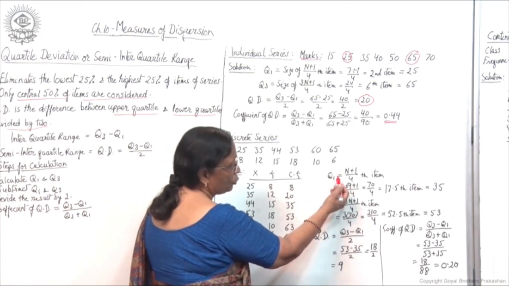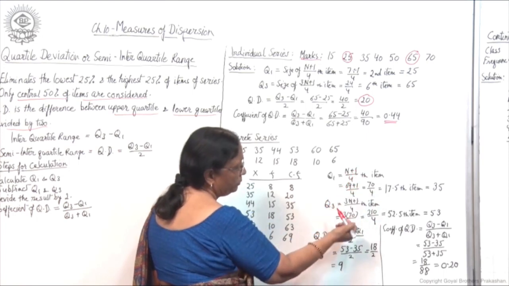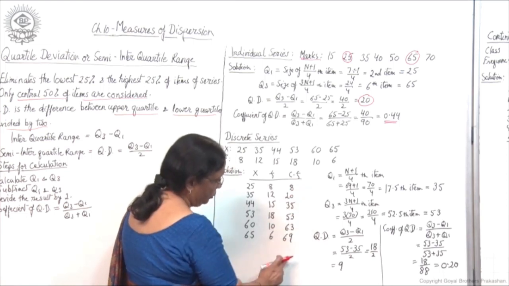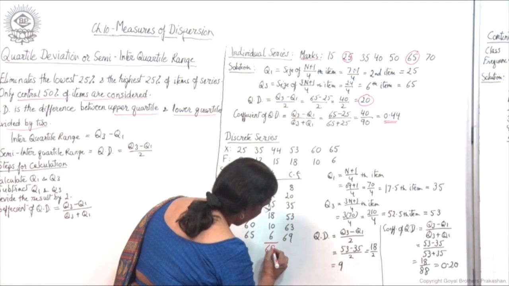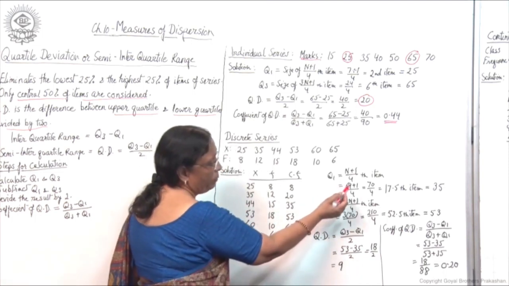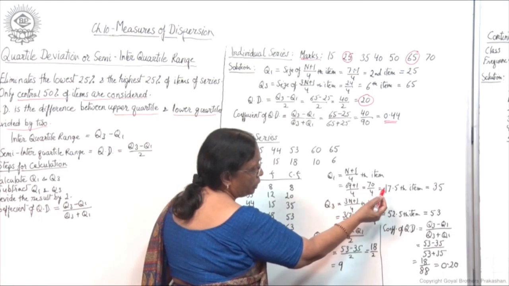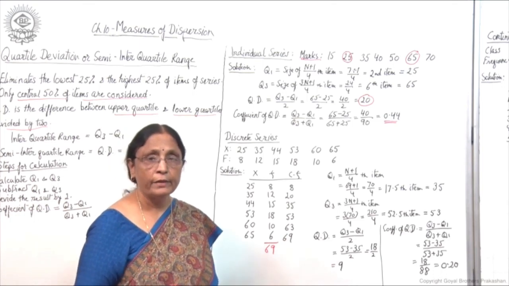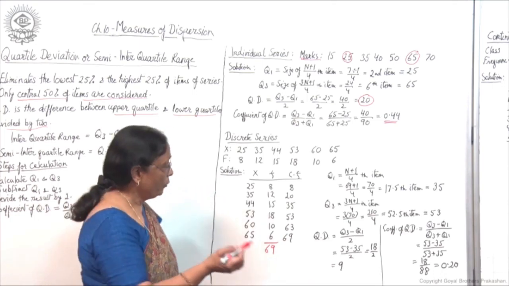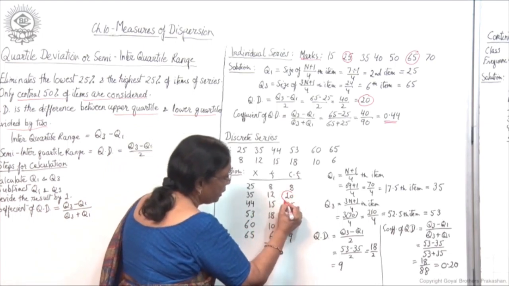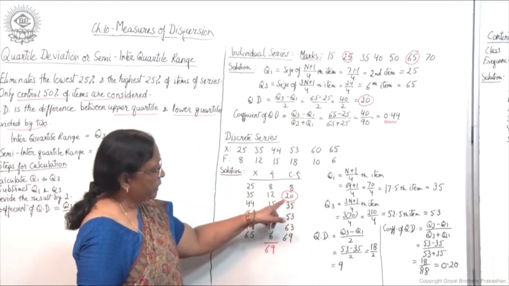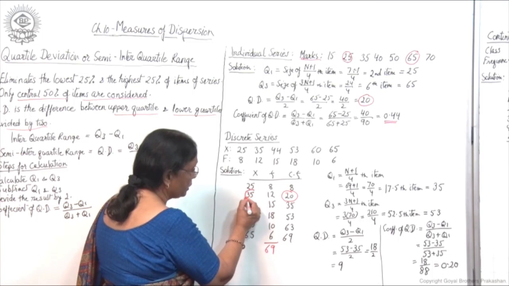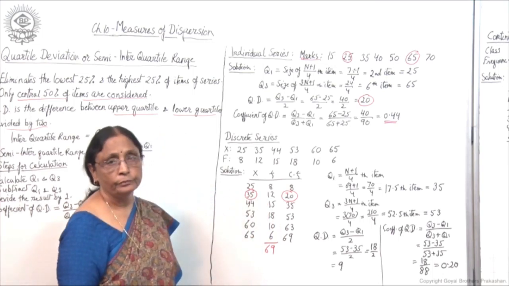In the discrete series also, Q1 is (n plus 1) upon 4th item. Here n is 69, the total of frequency, the number of items. So 69 plus 1 upon 4, that is 70 upon 4, is equal to 17.5th item. Now 17.5 is not Q1, it is the 17.5th item. Now where is the 17.5th item? It is here, this is 20. Inside this figure we have the 17.5th item, and in front of this is Q1.